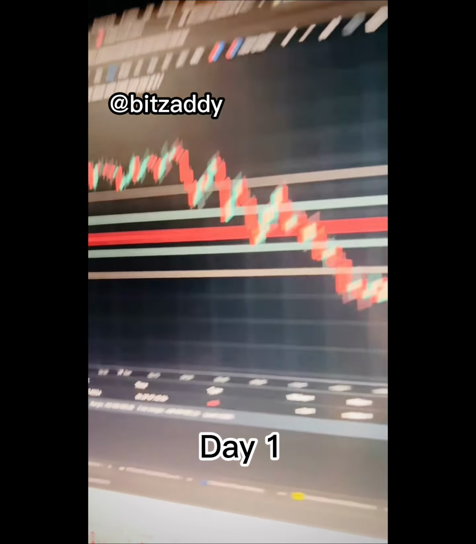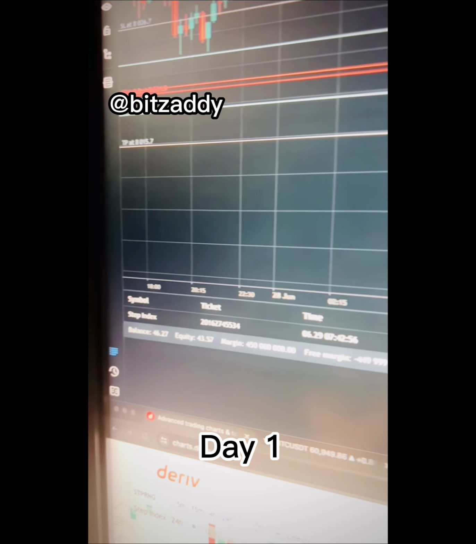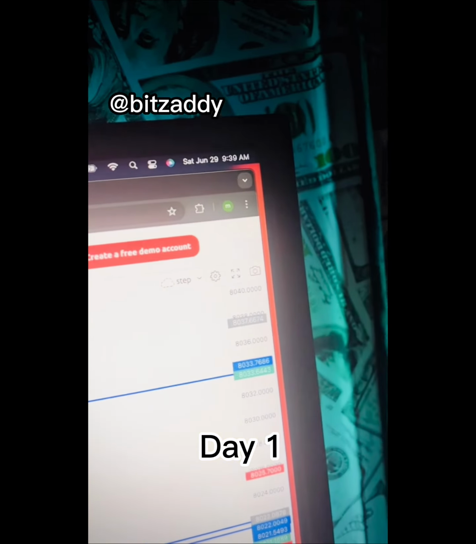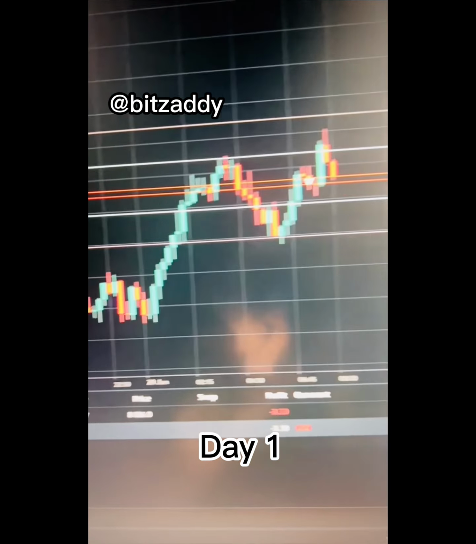Let's see. That's the balance for the $46. Equity 43, we're losing about $2, and that's the time. Let's see if this trade is gonna hit TP or make me lose money.